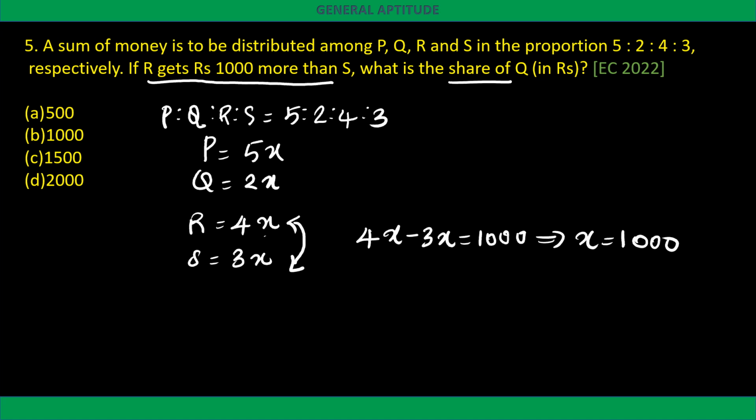Now what is the share of Q? Share of Q is 2x, that is 2 into 1000, which is 2000. So the final answer is option D, 2000.